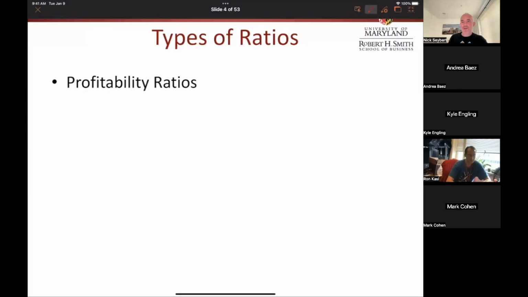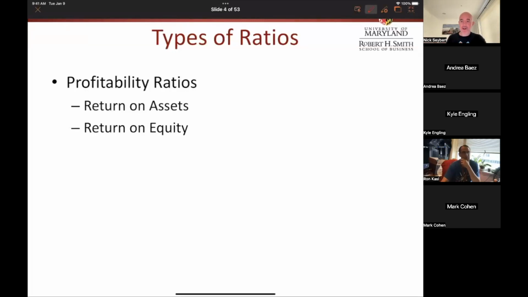So in general, there are two broad categories of ratios. I mean, there may be more, but the main two categories are profitability ratios, of which there are tons of different ratios, but these are some of the most important ones. We have return on assets, we have return on equity, and there are many variations of these that we'll talk about. And then we have turnover ratios, and there's a whole bunch of turnover ratios that we'll get into a little bit.